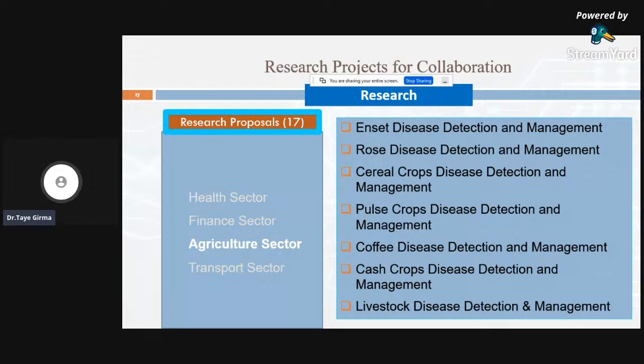At the moment, we are doing coffee disease detection and management, but for all of these, for example cash crops, sesame, and of course pulse crops, disease detection is also very important. Livestock diseases are also one of the major challenges that we have in Ethiopia. So we are working on this, and we invite institutes who are willing to work with us.